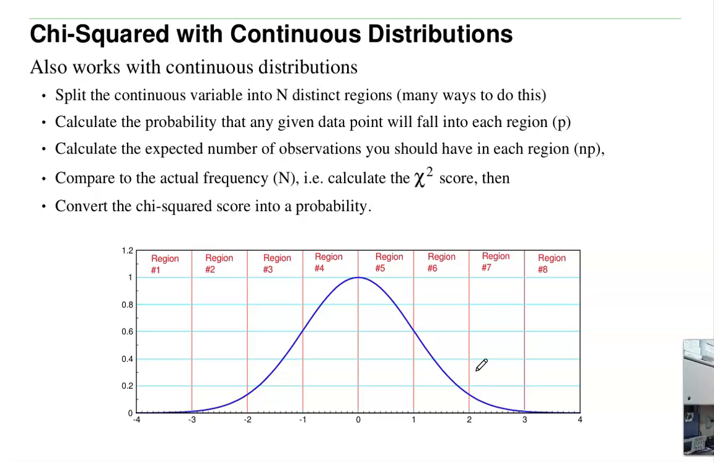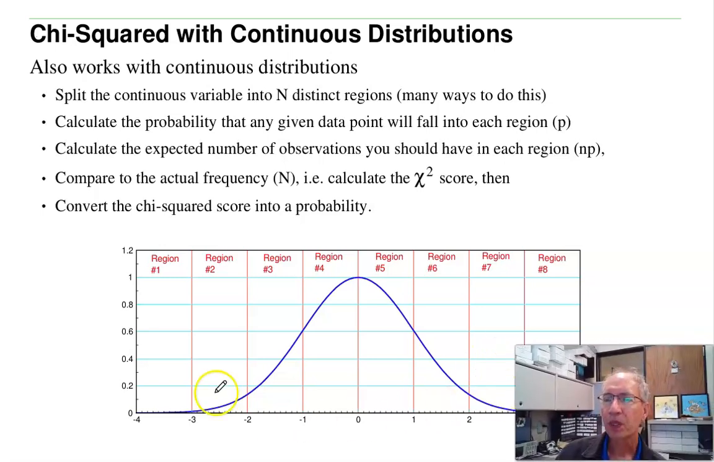Chi-squared doesn't just apply to discrete distributions like dice and genes. It applies to continuous distributions. So to use a chi-square test with a continuous distribution, the procedure is as follows. First, you split up the data into m regions. For example, if I have a normal distribution, I can split it up into 8 regions, 1 for each standard deviation.